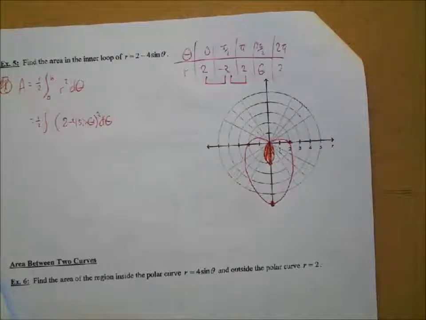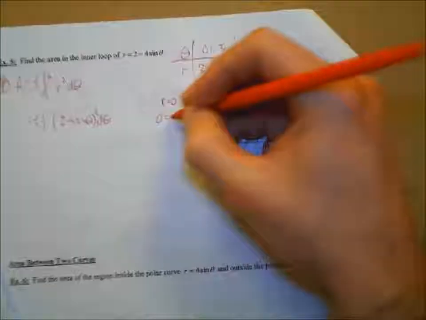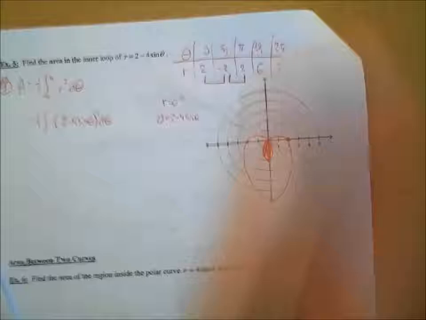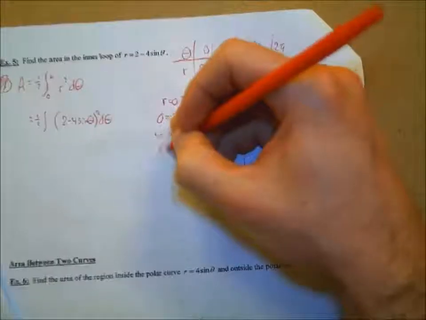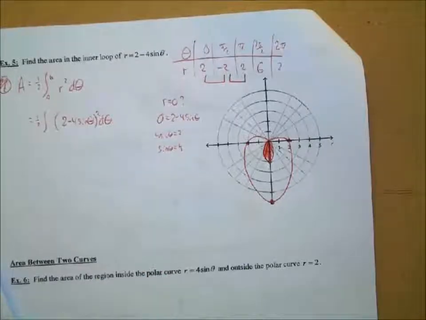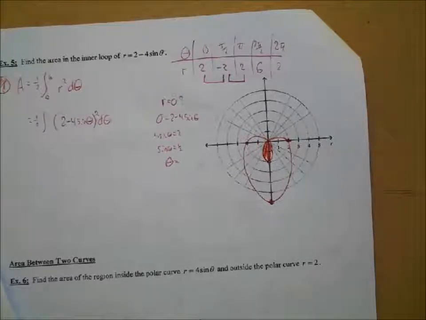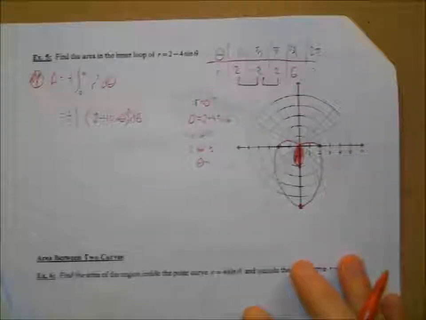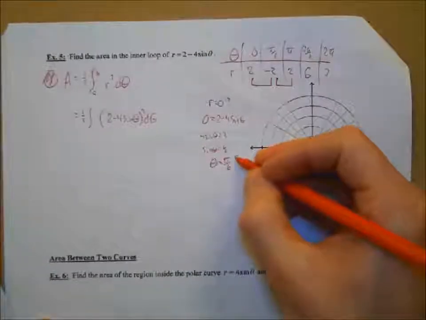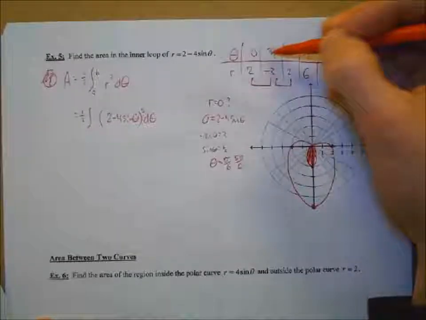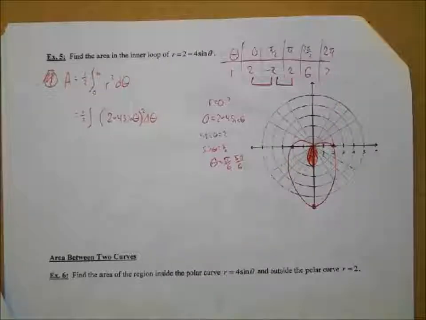So when does r equal 0? Well, we'll set 0 equal to 2 minus 4 sine of theta. So 4 sine theta equals 2, and sine of theta equals 1/2. When does sine of theta equal 1/2? Pi over 6 and 5 pi over 6. Exactly right. Pi over 6 is between 0 and pi over 2, and 5 pi over 6 is between pi over 2 and pi. So those are our two limits of integration.